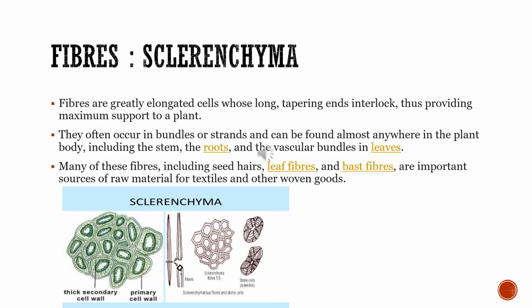Now, as I've told you, the sclerenchyma are of two types, the sclerids and the fibers, right? The fibers, as you can see here, are elongated, spindle shaped, whatever you want to say, and they are basically found everywhere: in the stem, the roots, and the leaves also. These are basically around the vascular bundles, right? And a very important thing is the function they are performing: they are basically supporting the plant.